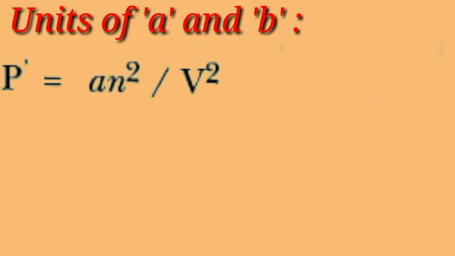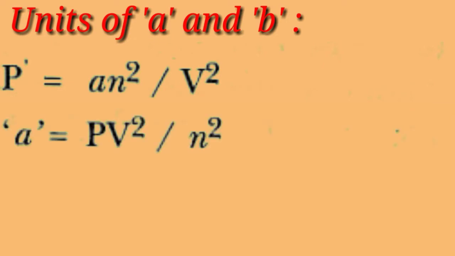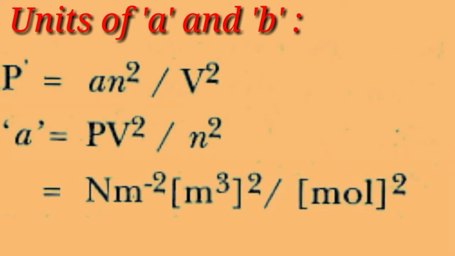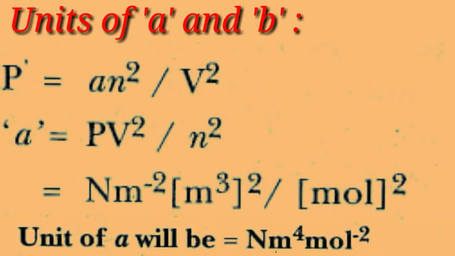Now, let us try to find the units of van der Waals constants a and b. So, the corrected pressure p equals a n squared upon V squared. So we can say that a equals p V squared upon n squared. Now pressure is in terms of newton per meter squared, volume is in terms of meter cubed, and n is the number of moles, so it is mole squared. On further calculation, it gives us newton meter to the power 4 per mole squared.